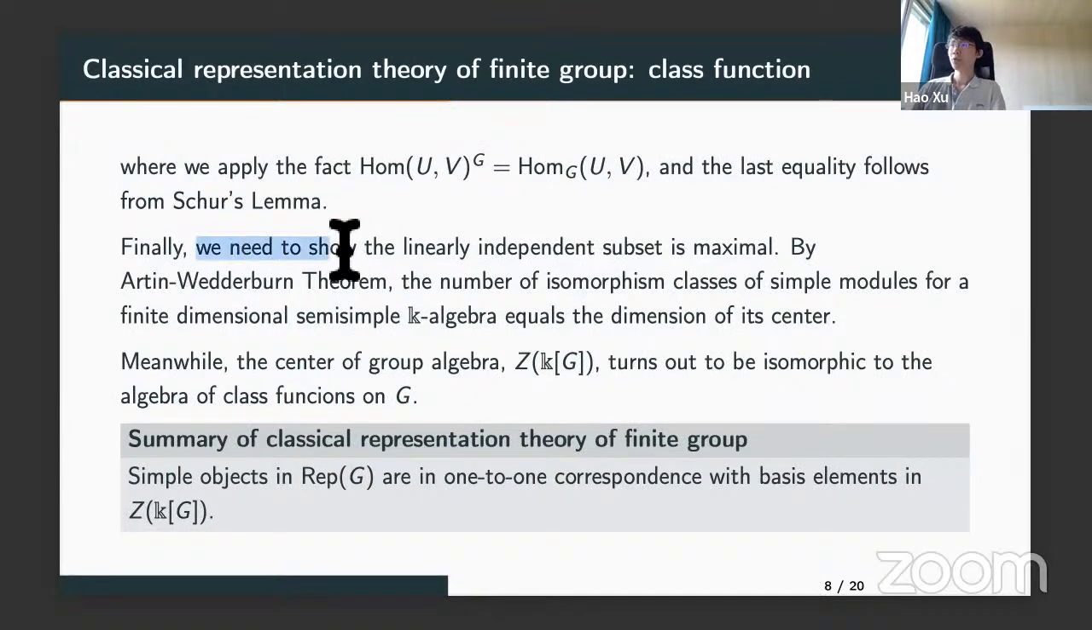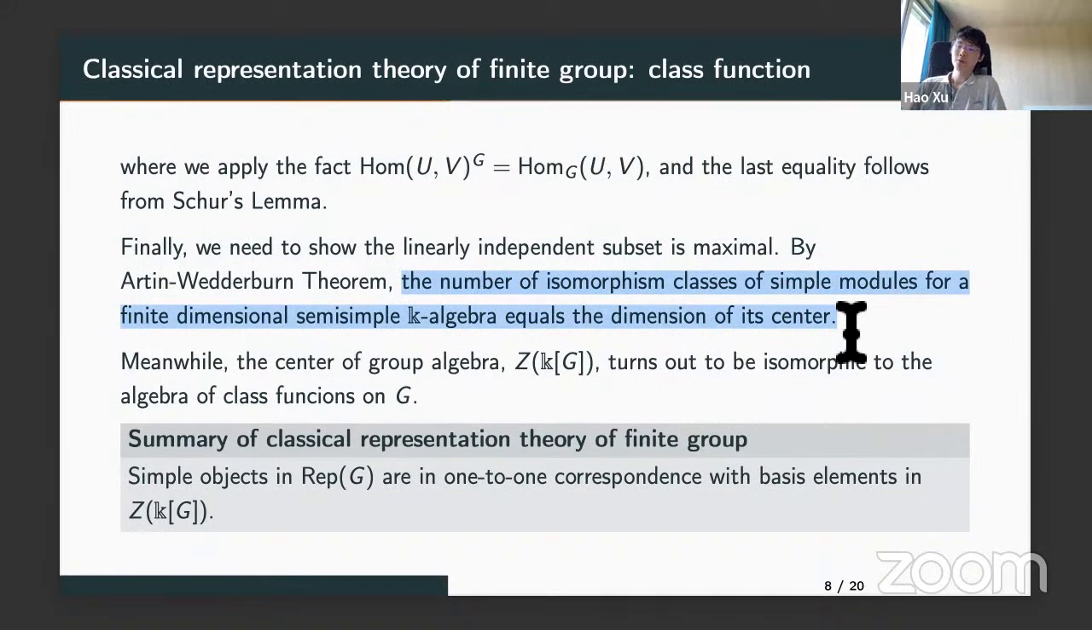Then we need to show the irreducible characters form a maximal linearly independent subset. By the Artin-Wedderburn theorem, we know the number of isomorphism classes of simple modules for a finite dimensional semi-simple K algebra equals the dimension of its center. So in this case, our group algebra is finite dimensional semi-simple. And what is its center? Well, its center turns out to be isomorphic to the algebra of class functions. So that finishes our proof.